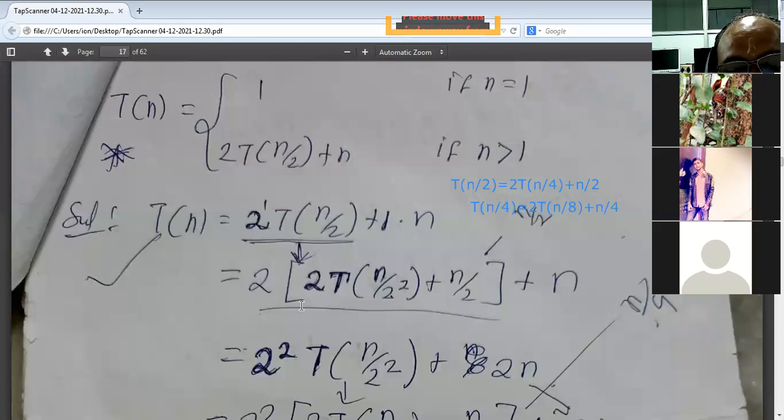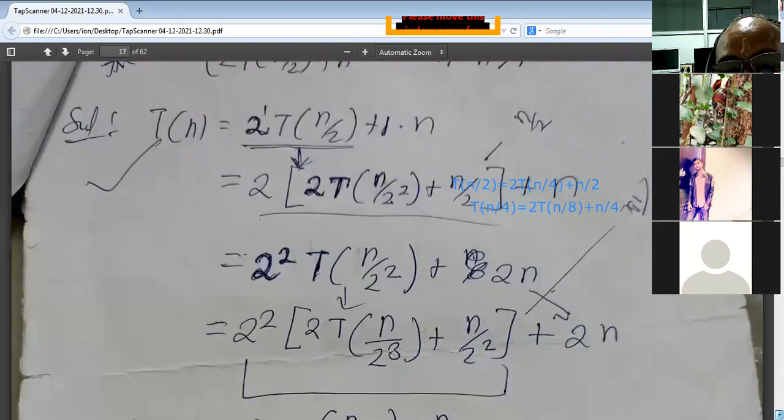Now what will happen? It will become 2 square T n by 2 square and plus 2. Here you can see this 2 and this 2 will cancel. So remaining n plus n plus n. So again it became 2n. Yes, sir. Okay.